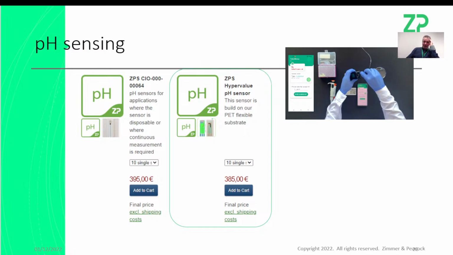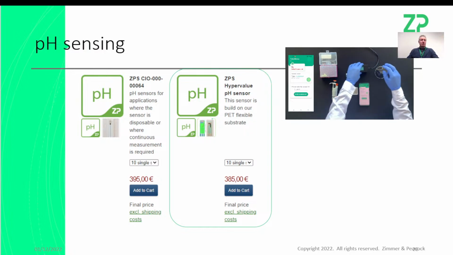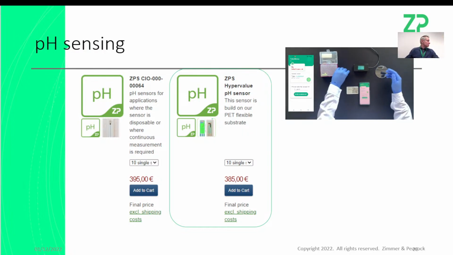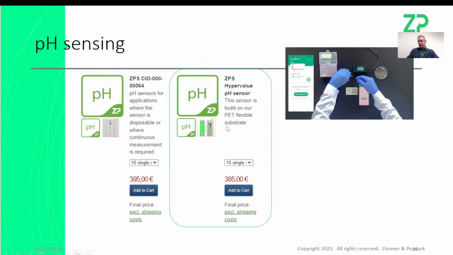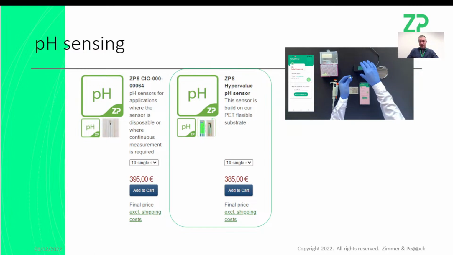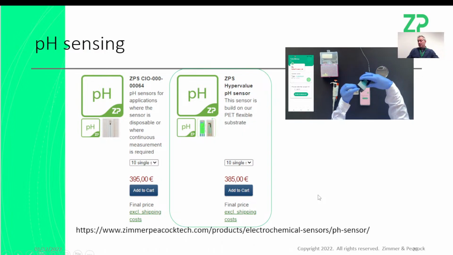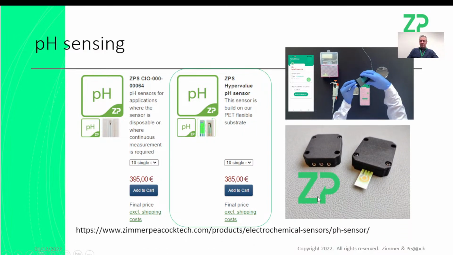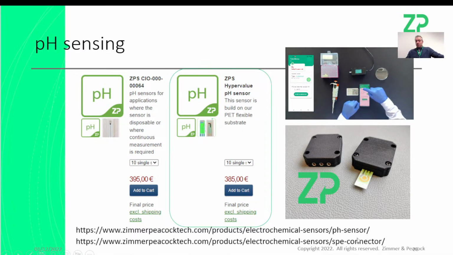The other one's on ceramic. Ceramic is just intrinsically lower cost and more expensive to manufacture, but I prefer if people went on the hyper value platform, and also connecting to it. We do have a whole bunch of connectors, and I do have a link to those connectors.